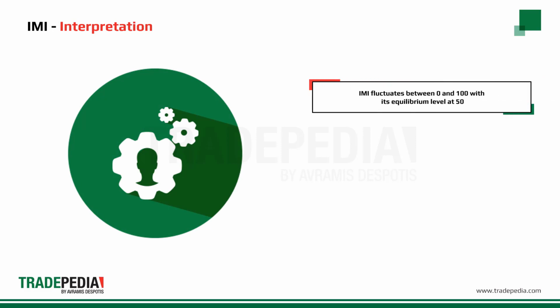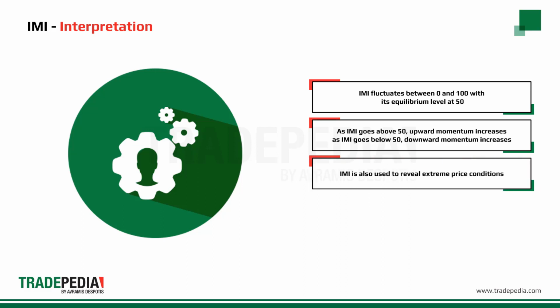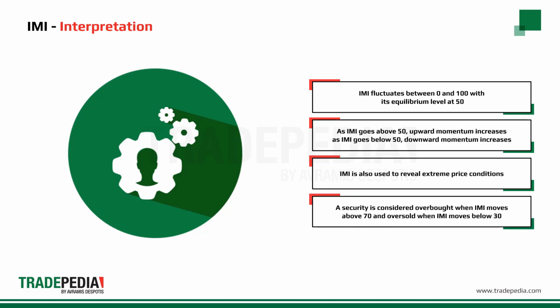IMI fluctuates between 0 and 100 with its equilibrium level at 50. As it goes above 50, upward momentum increases. As it goes below 50, downward momentum increases. Like RSI, IMI is also used to reveal extreme price conditions. A security is considered overbought when IMI moves above 70, and oversold when IMI drops below 30.